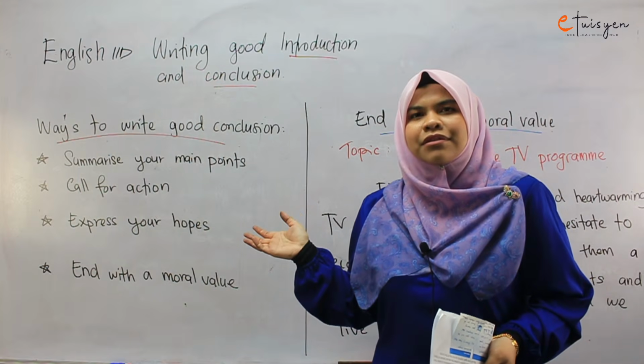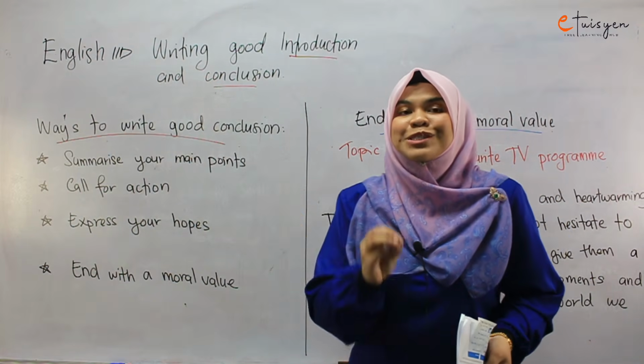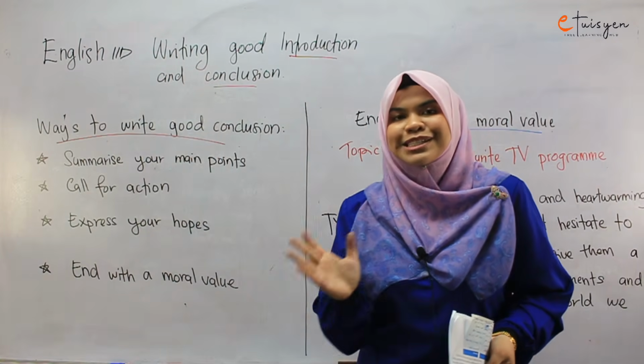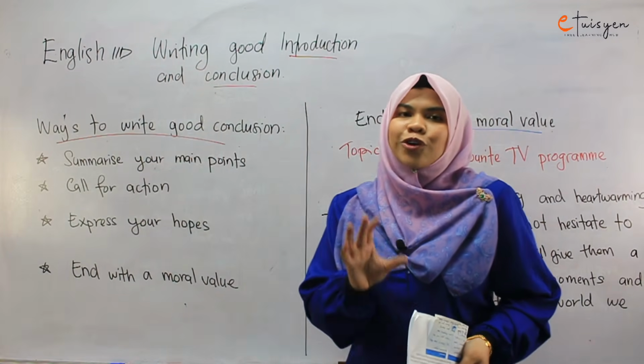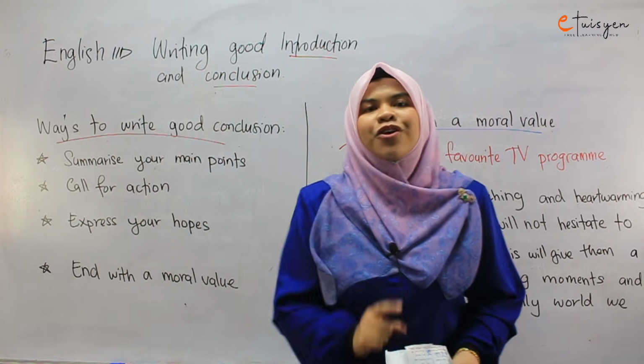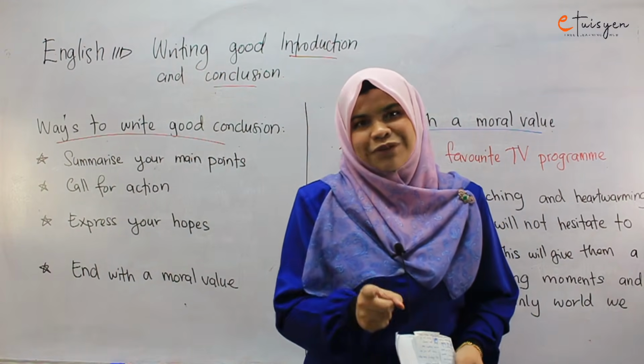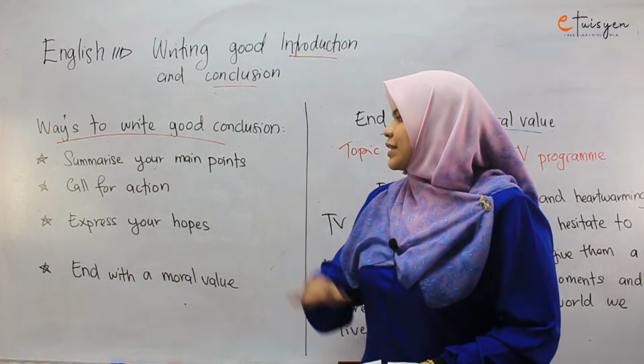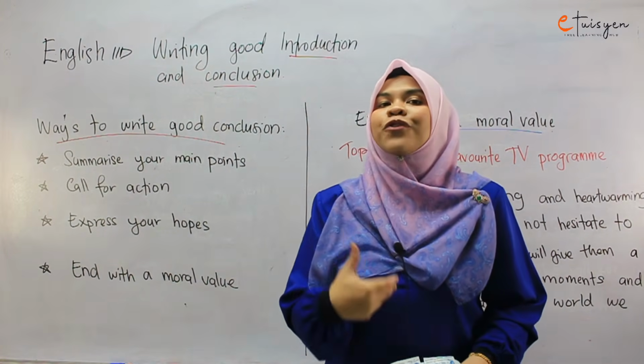Wait, that's like writing everything. Sorry. Say for example you have 5 points, you choose 3, something like that. Don't put everything because that's too much and then your conclusion will get longer. Remember, your conclusion also has to be brief. You have to indicate, okay, this is ending now. The second way is call for action.